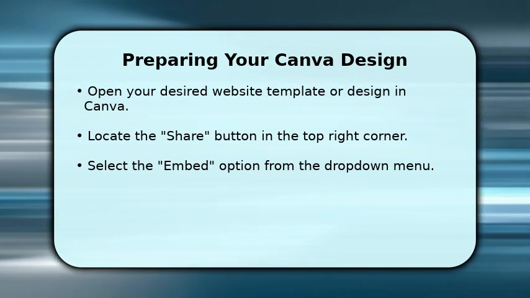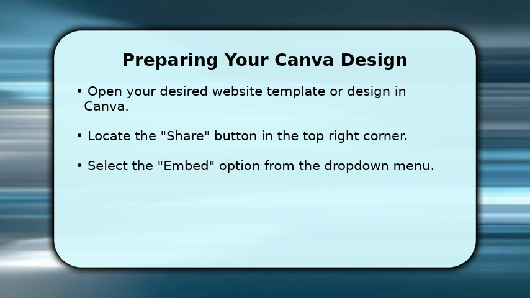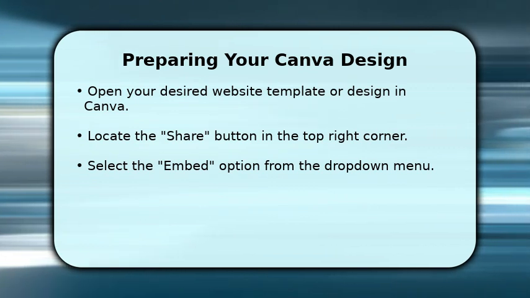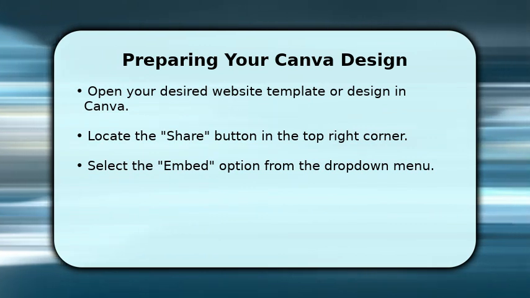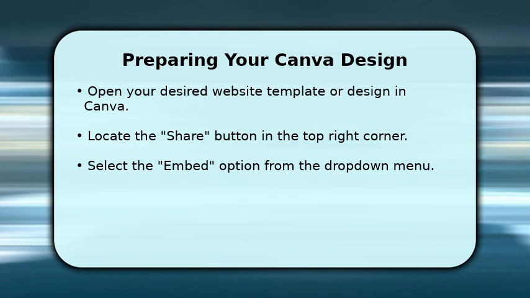Open the specific website template or design you wish to use. Look for the Share button, typically found in the upper right-hand corner of your screen. From the options that appear, select More, then choose the Embed option. You will then be presented with an HTML embed code or a Smart Embed link. Copy this code or link, as it is crucial for the next step.